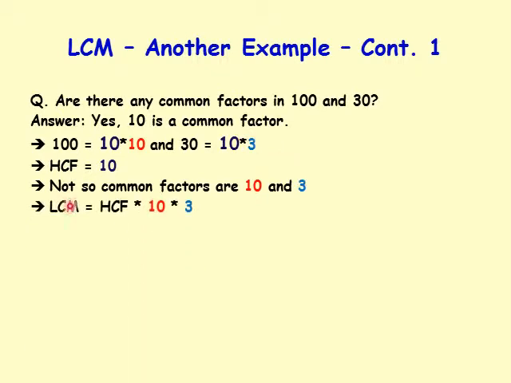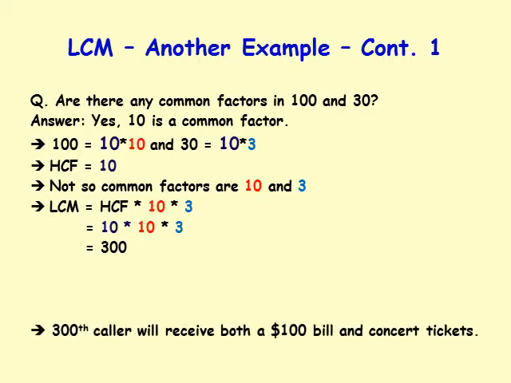Okay, let's continue here. LCM is HCF, which is 10, times the not so common factors, 10 and a 3, which is equal to 10 times 10 times 3, which is equal to 300. So the 300th caller would receive both a $100 bill and concert tickets.